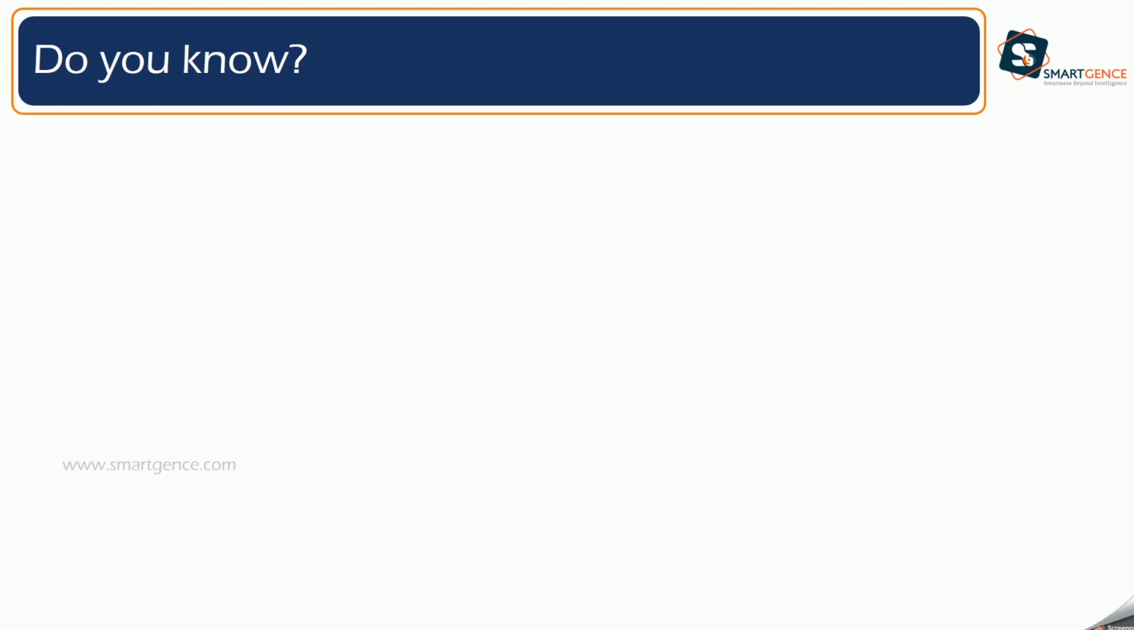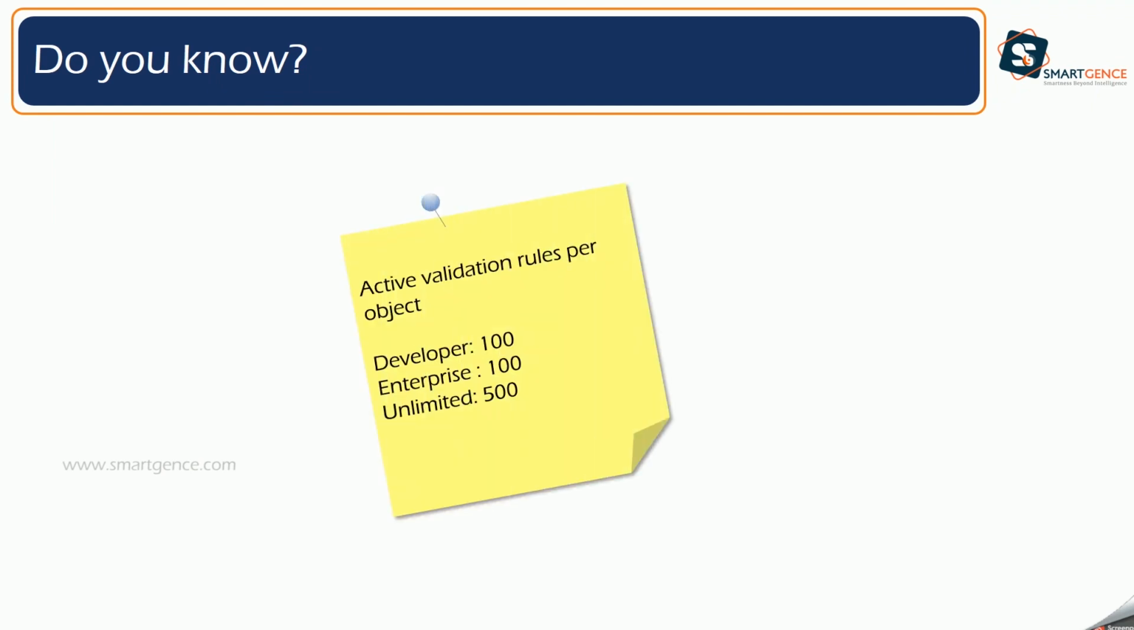We'll end this session with a quick fact. There is a limitation on the number of active validation rules we can use per object based on the edition. If it is a Developer edition of Salesforce, we can use 100. If it is Enterprise, again 100. If it is Unlimited edition, then we can use 500 validation rules per object. I hope this explains validation rules.